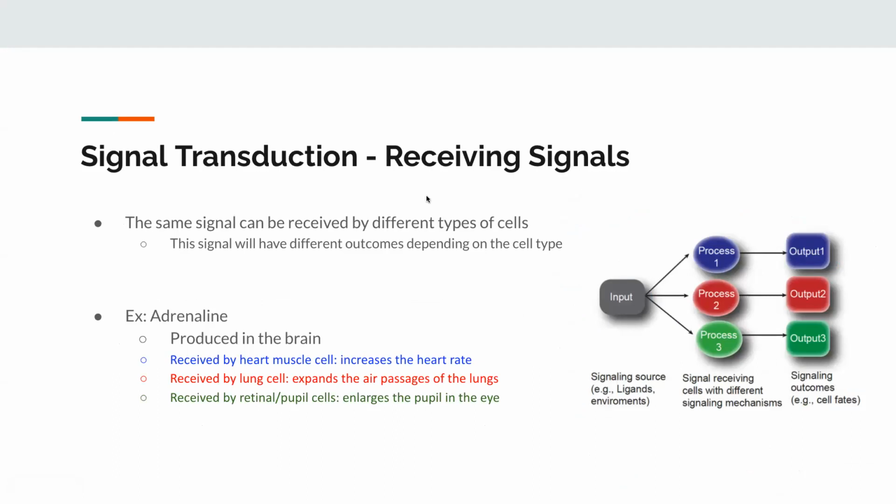So also, the same signal can be received by different cell types, and it can have different effects on the cell depending on what the cell is. If we use adrenaline, for example, we know adrenaline is part of our fight or flight reaction, and it's produced in our brain. If adrenaline is received by a cell in the heart muscle, it's going to increase your heart rate. If it's received by a lung cell, it's going to expand the air passages of the lungs so you can get more breath in. And if it's received by your retinal or pupil cells, it's going to enlarge the pupil in your eye to let more light in. So essentially, it'll have a different effect on the specific type of cell that it's being received by. Does that make sense to everyone?